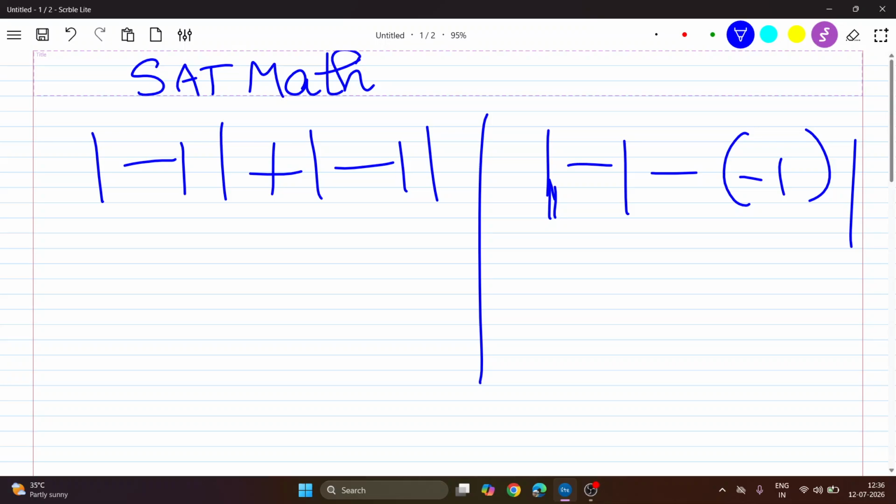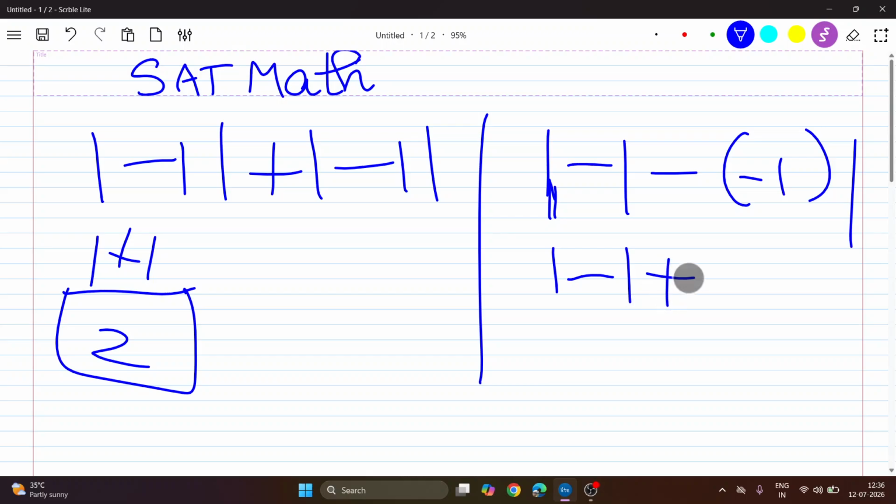So how do we solve these two? So this one, mod of minus 1 is 1. So plus 1, 2. And here, it's mod of minus 1 plus 1, which is 0.